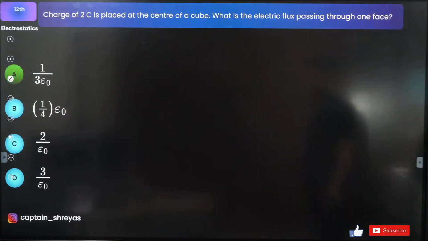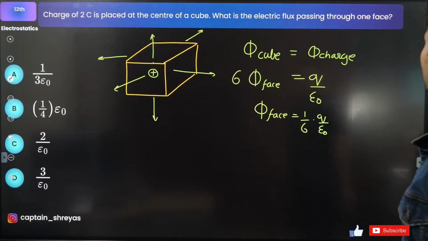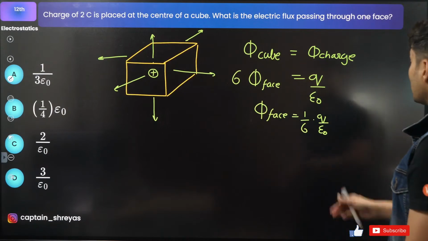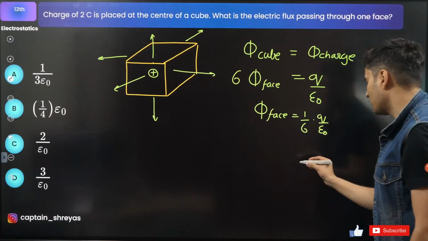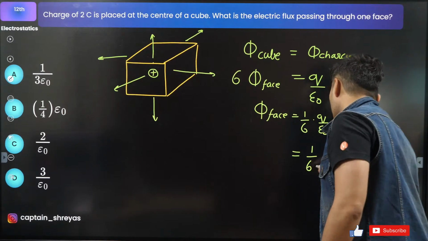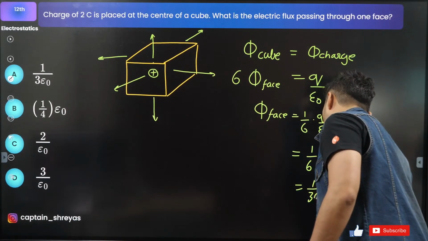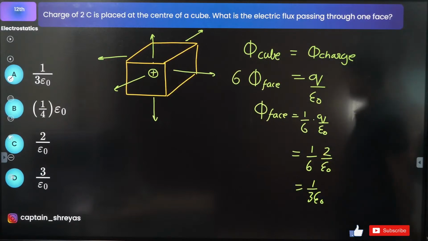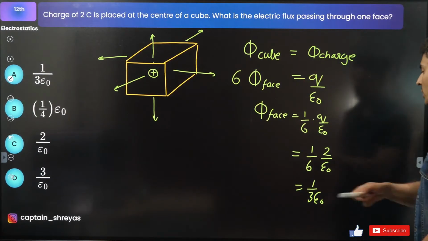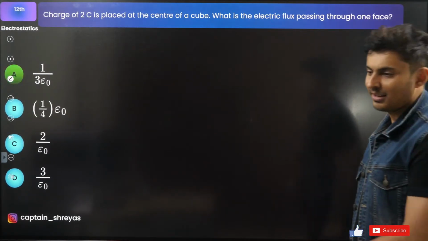What is electric flux? The charge given over here is basically 2 Coulomb, so I think I had to substitute that also. So the charge was 2. If I substitute that, I will get this as 1/3 epsilon naught. I cannot leave it in terms of a variable. The charge was given to be 2. 1/3 epsilon naught is option A. Yes, perfect.